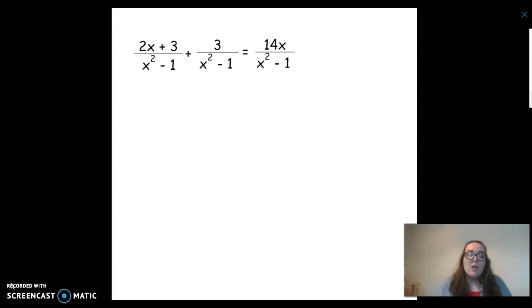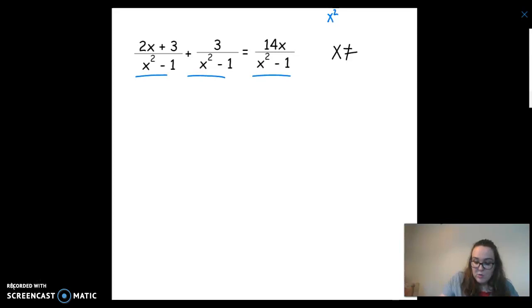2x plus 3 divided by x squared minus 1 plus 3 divided by x squared minus 1 equals 14x divided by x squared minus 1. What I'm going to ask you first, before I even begin my question, I want to know, what can x not equal? Across here, every single one of my denominators are the same. If I set that denominator equal to 0, just to see, x squared minus 1 equals 0. Well, that means x squared equals 1. And if I'm trying to find what x can't be and I square root both sides, well then x cannot be plus or minus 1. So I cannot have an answer of positive or negative 1 for the value of x.